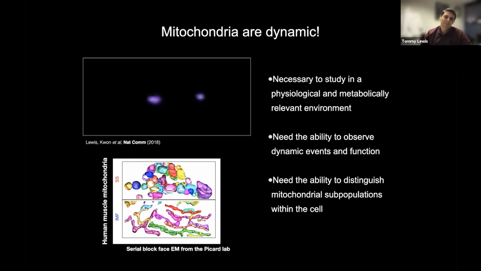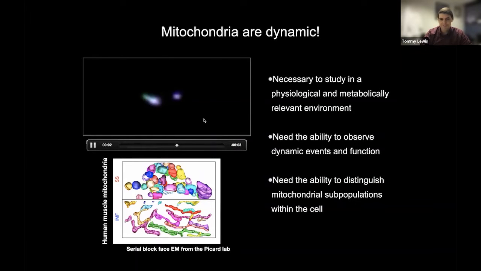And then the second one is that we have to have the ability to observe these dynamic organelles and changes in their function, because as you likely well know, they can move around, they can undergo fission-fusion events, and this changes the function that we can observe.